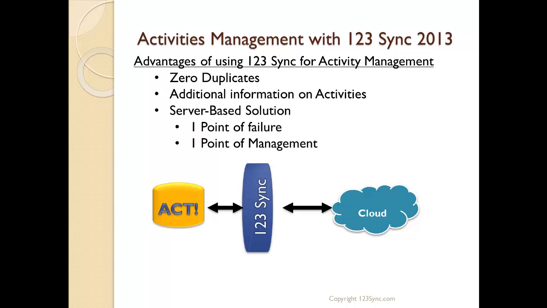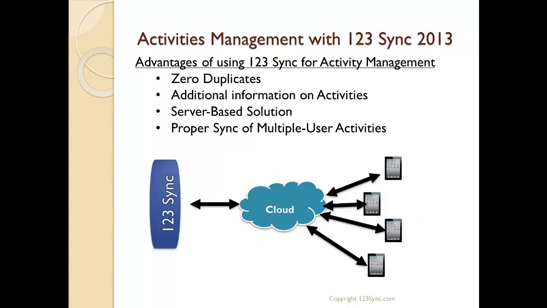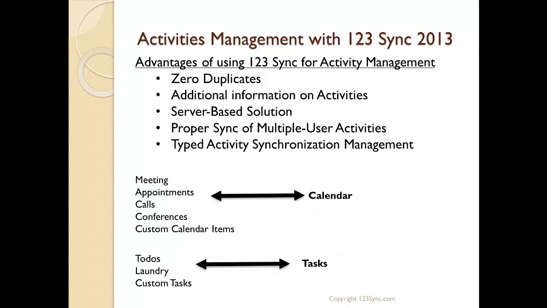So as we know, 123 Sync is a server-based solution. There's one point of failure and only one point of management. So you can set it up in one place, and then it will service everybody that you are syncing to in ACT. We also do proper sync of multi-user activities, where you have multiple devices syncing with the cloud, and they sync to 123 Sync, which then makes its way into ACT.